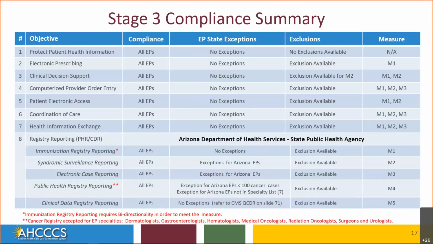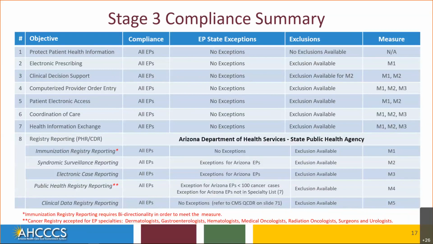Here is another table summarizing the compliance for stage 3. So again, on the far left, it does list the 8 different objectives. It tells you in the third column, the compliance column, that all EPs need to meet every single one of these measures. In the fourth column, it talks about the EP state exceptions, and it goes down the list telling you which measures have exceptions that are allowed.